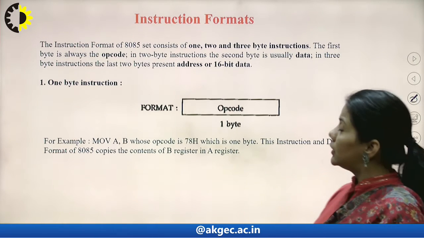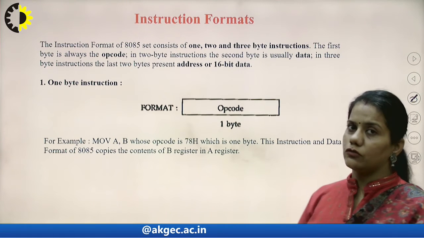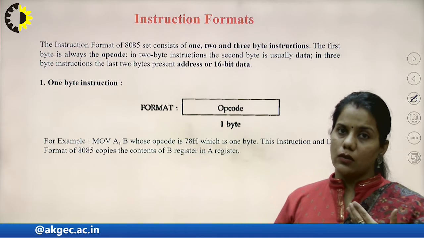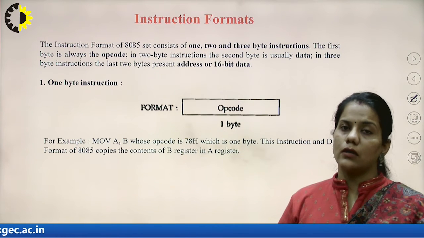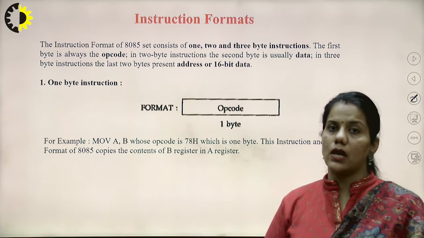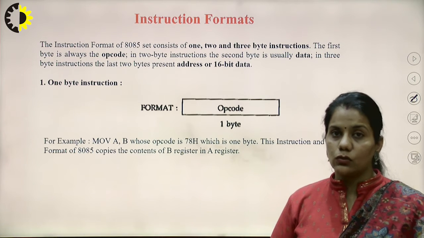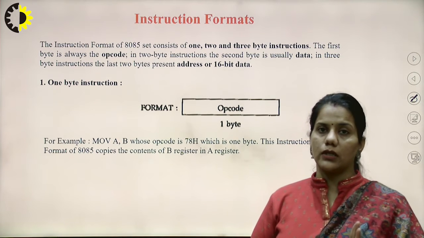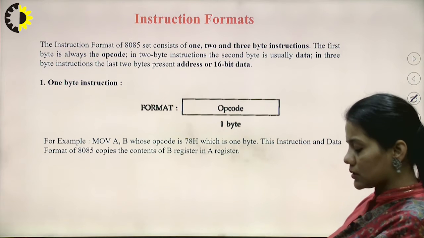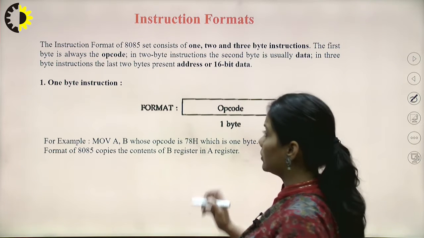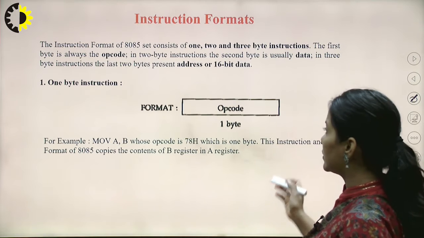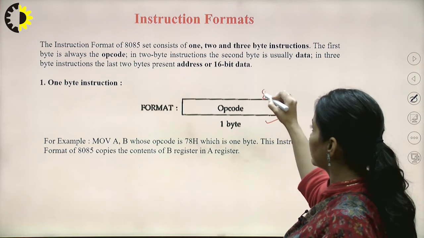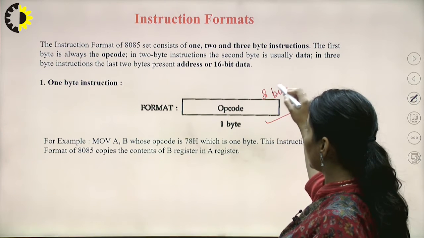Now, let's study these instruction formats. Instruction formats basically specify in what form the instructions are written, whether they are 1 byte, 2 byte, and so on. There are basically 3 forms in 8085. First is the 1 byte instruction. Its format is simply the opcode, and it is of 8 bits. 1 byte means 8 bits opcode.